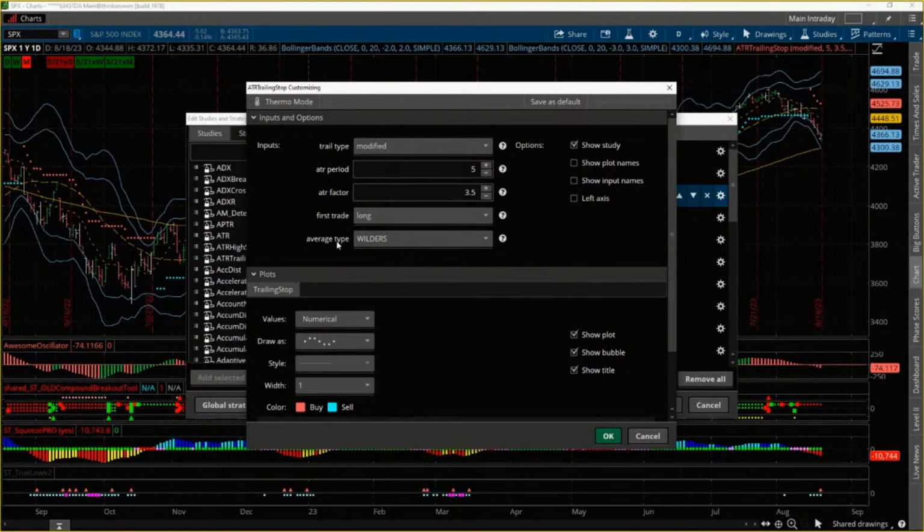And then for the internal settings, it's based off the Wilders for the average type. And the ATR period is 5. The ATR factor is 3.5. Now, once again, the ATR trailing stop is an indicator you can find on most charting platforms. It is free on the Thinkorswim platform. And I believe, in regards to the internal settings here, not the visual look of it, the internal settings are all the default. The visual I did change.